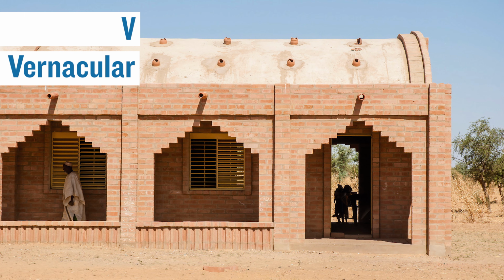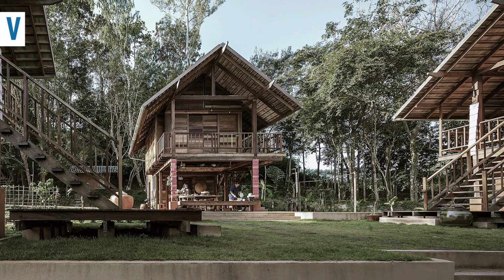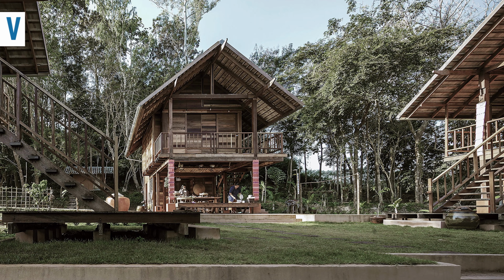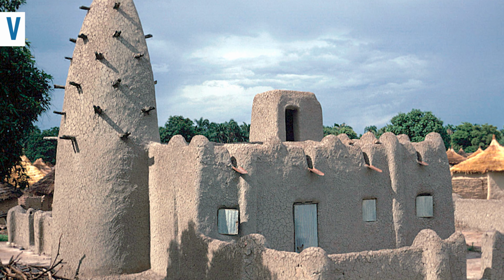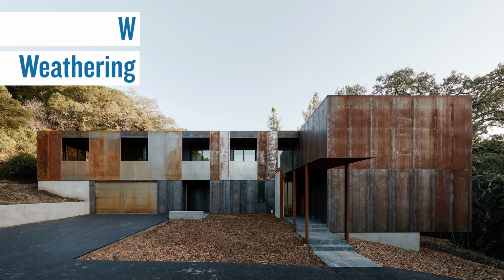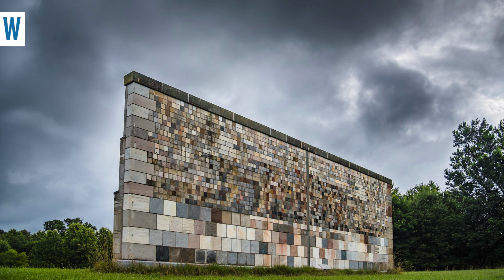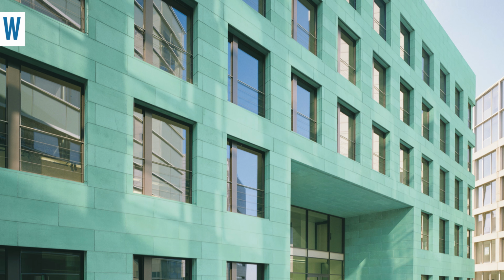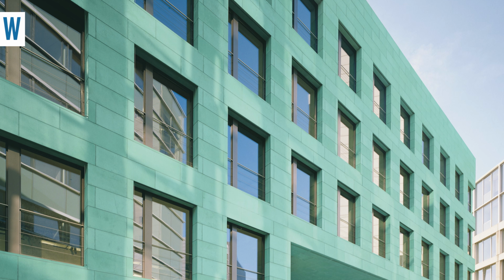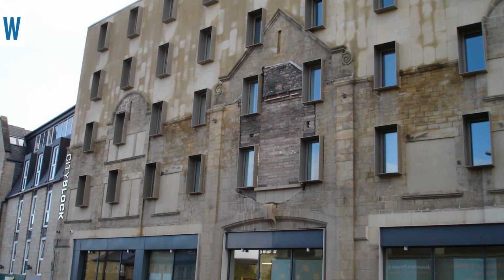V is for vernacular. These are enduring architectural design solutions that develop in response to local conditions like climate, available materials, or cultural and historical traditions of a place. W is for weathering, and it's the visual registration of time on a building. This might include patina, which is a material's change in qualities due to age, like the green color that copper takes on. However, weathering can be used more broadly than that, as in the book On Weathering, which talks about the full lives of buildings after they're constructed.